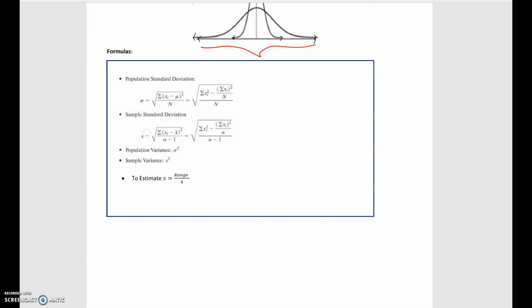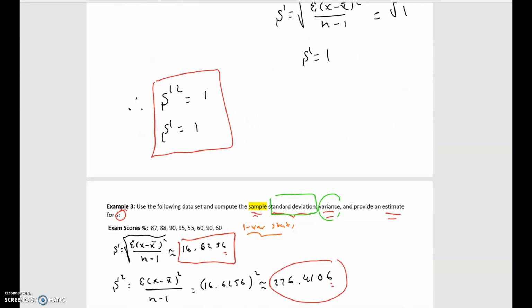If you have a sample, that's S, and they may ask you to do an estimate. Now, this estimate you only use if they're asking for the estimate. If not, you go directly to the standard deviation. So in this case, they want an estimate.